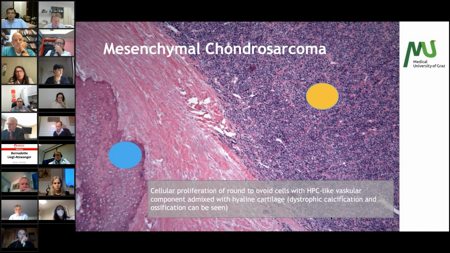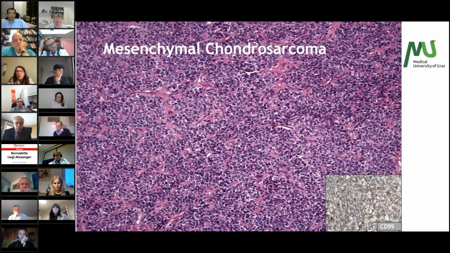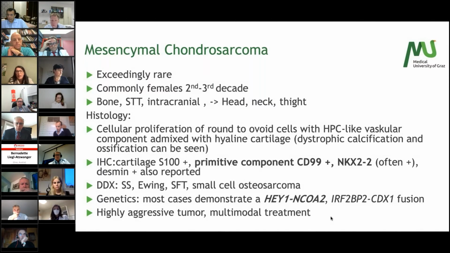And on this screen, you can see that if we have both components, the diagnosis would be clear. Again, here, by depicting both components, I think there is not a big diagnostic issue. But if we only have the round cell component, it's quite similar to Ewing sarcoma, with the same immunohistochemical staining for CD99 and even NKX2.2, and then only the molecular diagnostics will help to solve these problems.